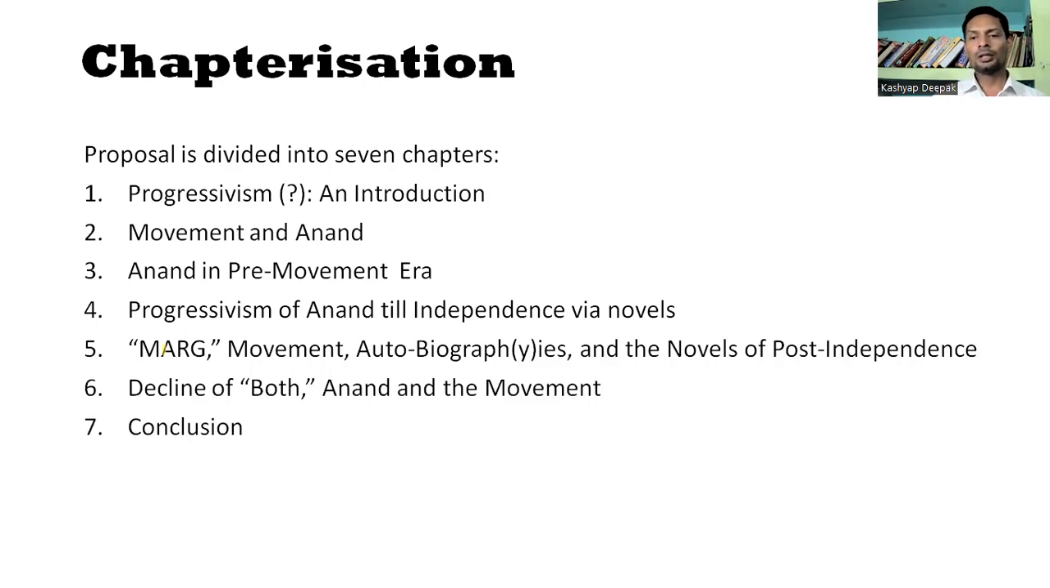And then after World War II, Mulk Raj became editor of a famous journal or magazine called Marg. And here he became more artistic. From here, he left the route of a progressive writer and became more like an artist. Here his motto was art for art's sake. You can say that from this time he was not a progressive. And then you have the Marg movement, autobiographies, and novels of post-independence.